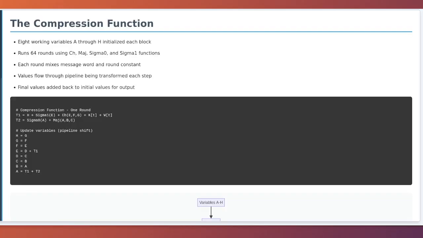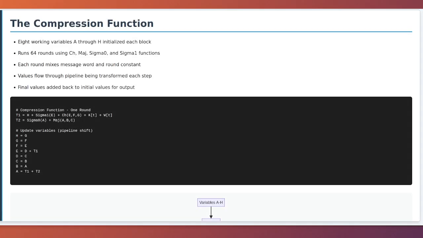The compression function. The compression function is where the real magic happens in SHA-256. This is the core mixing operation that processes each message block and produces the hash. The function maintains 8 32-bit working variables A, B, C, D, E, F, G, and H at the start of processing each message block. These variables are initialized to the current hash value, either the initial constants for the first block, or the intermediate hash from the previous block.